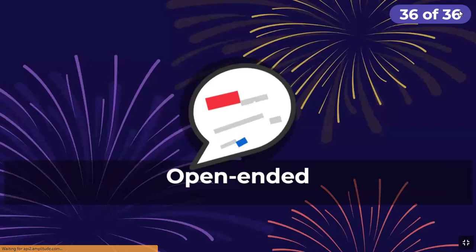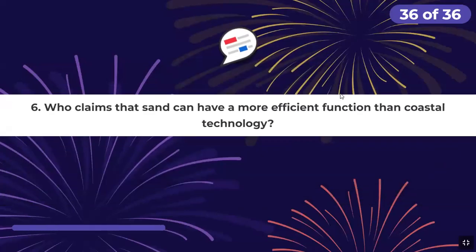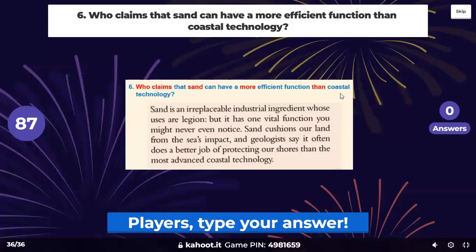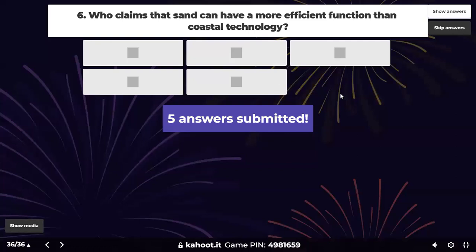So please, I'd like you to type it. Now you can type it now, no problem. Who claims that sand can have a more efficient function than coastal technology? Now, if you don't answer this question, you should think of committing suicide. We have already answered it. My God.